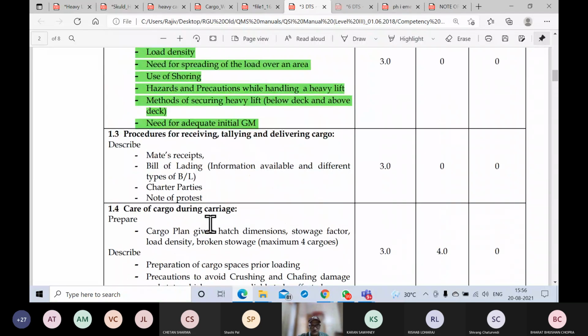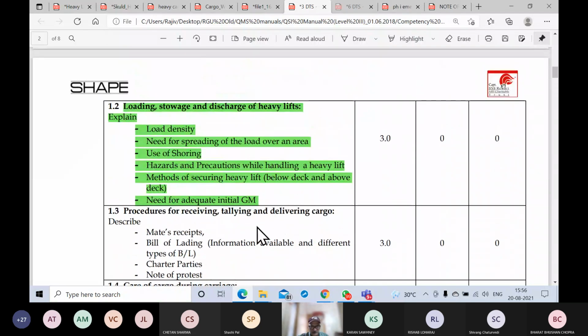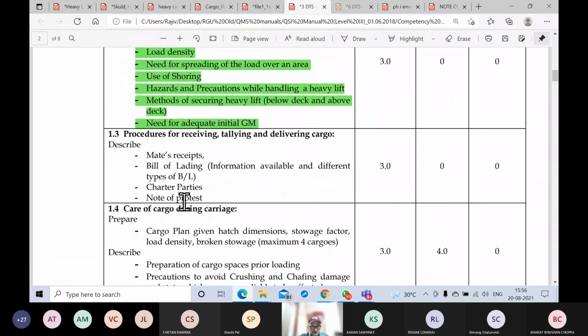So let's look at this one now. Telling, delivering, receiving by mate's receipt, bill of lading, charter parties, note of protest. By any chance, have you heard of the term note of protest? Yes sir. सर लेटर ऑफ प्रोटेस्ट है. नोट ऑफ प्रोटेस्ट. Letter of protest नहीं, वो अलग है. Note of protest.